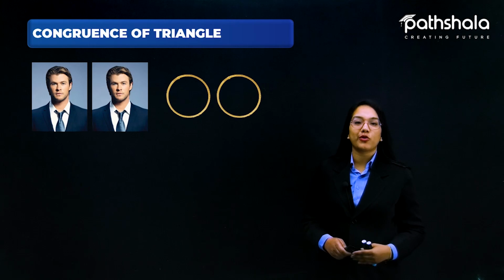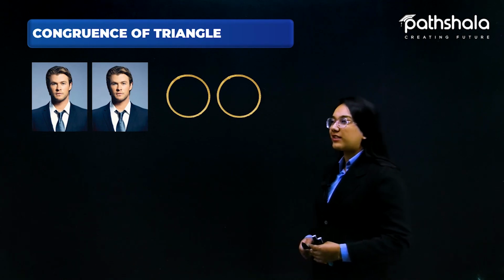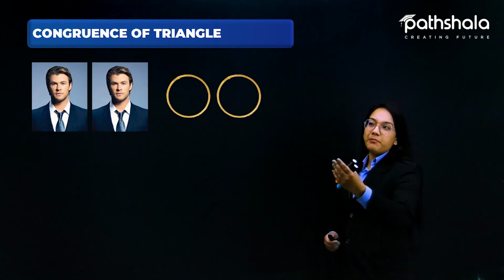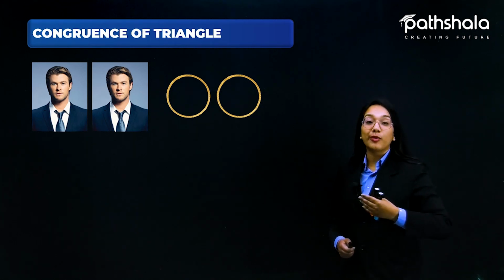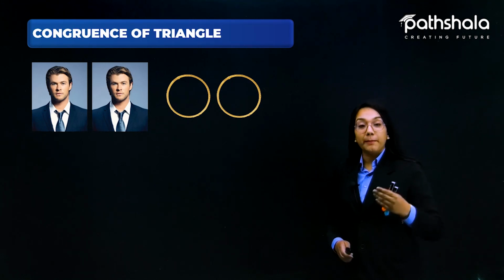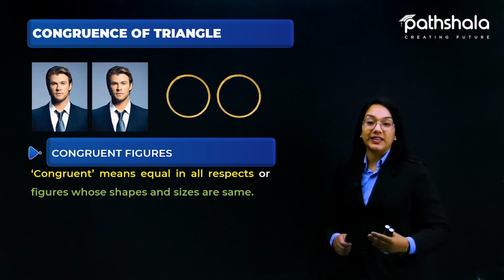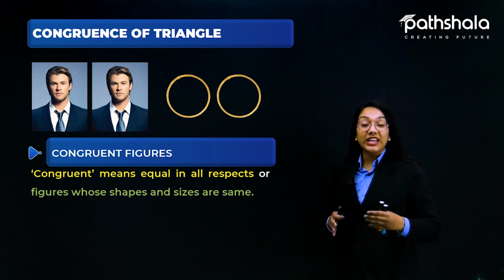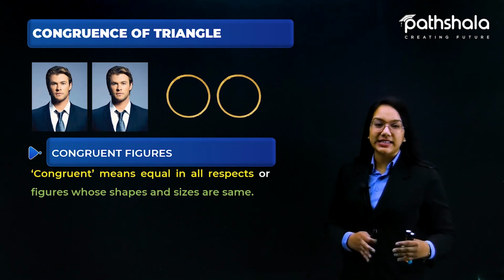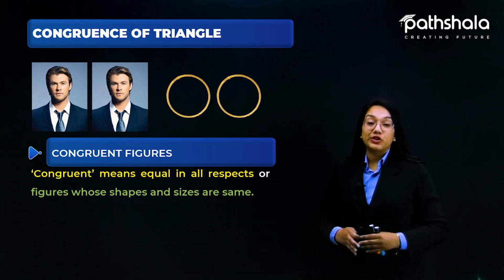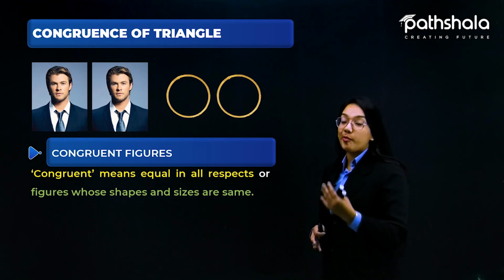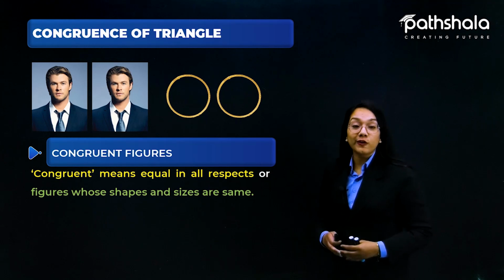Moreover, if I talk about these two bangles, you can see by yourself that these two bangles are identical to each other. If I place one bangle onto the other bangle, they will be congruent to each other. What is the meaning of congruent? Congruent means equal in all respects, or figures whose shapes and sizes are the same. So we can definitely say that these two photographs or these two bangles are congruent figures.